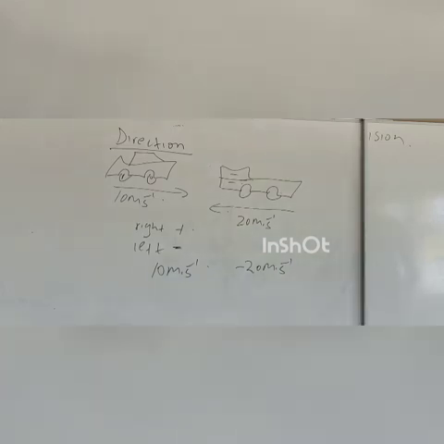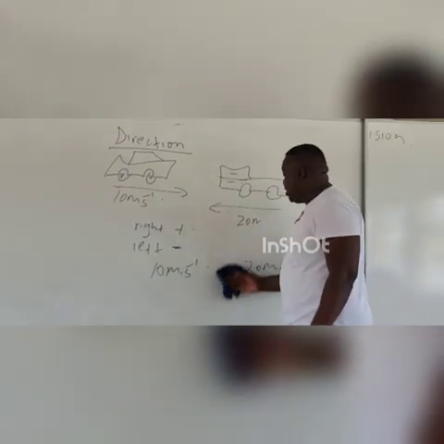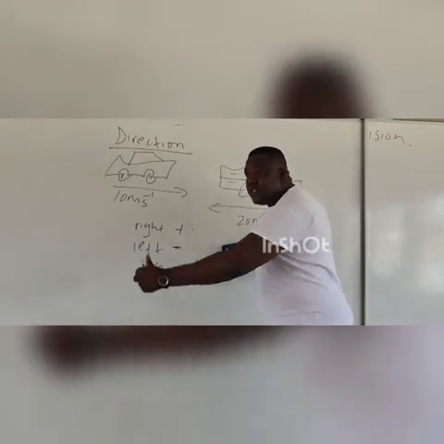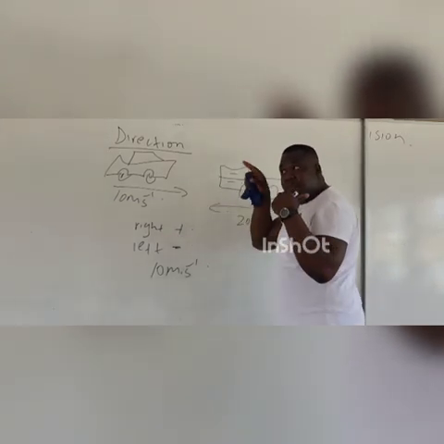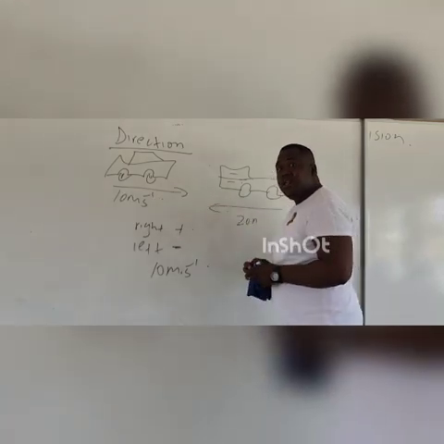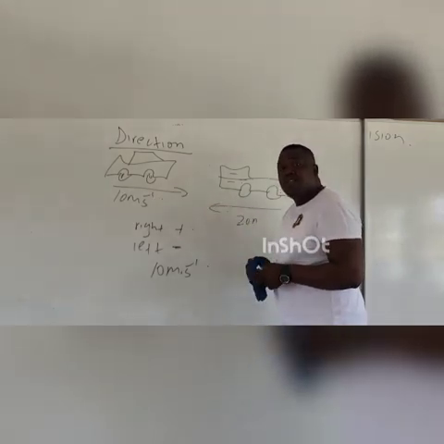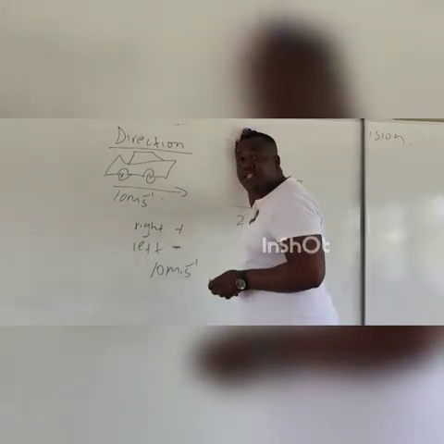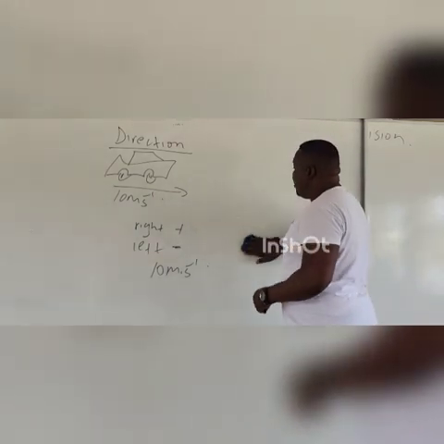In momentum, we have what? Direction. We're dealing with a vector quantity. If an object is going this side and the other object is going that side, you must make sure that the velocity of one object is negative and the velocity of the other object is positive. They must not be the same.